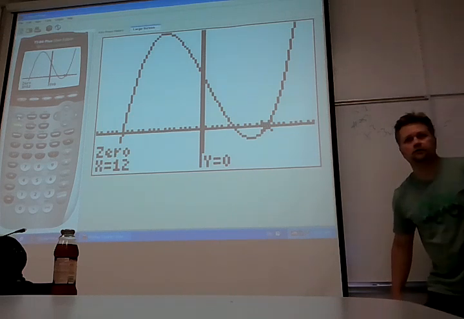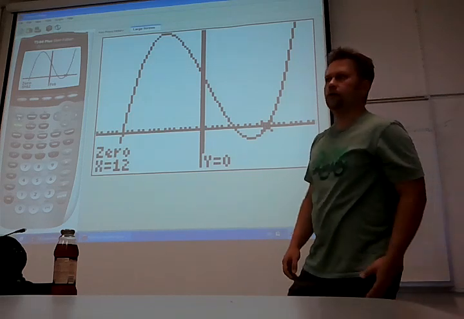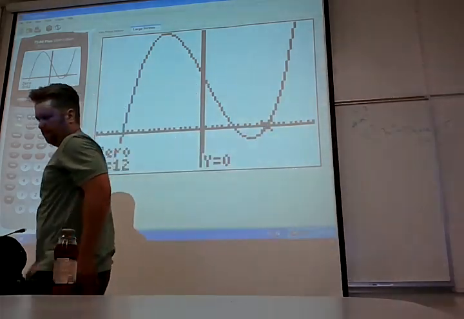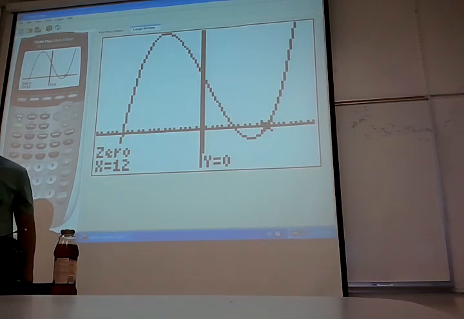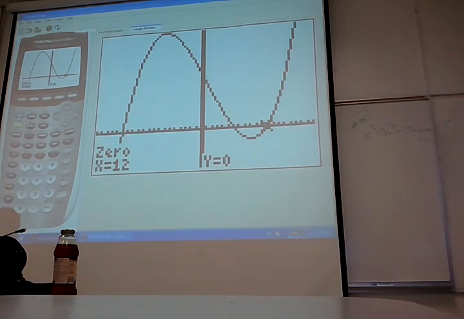So that's how you find the zeros of a function using a calculator. Can anybody tell me, now what 3 zeros did we get here? We got negative 15, 6, and 12. Can anybody tell me what that says about this function itself? What does this tell me about what this does?